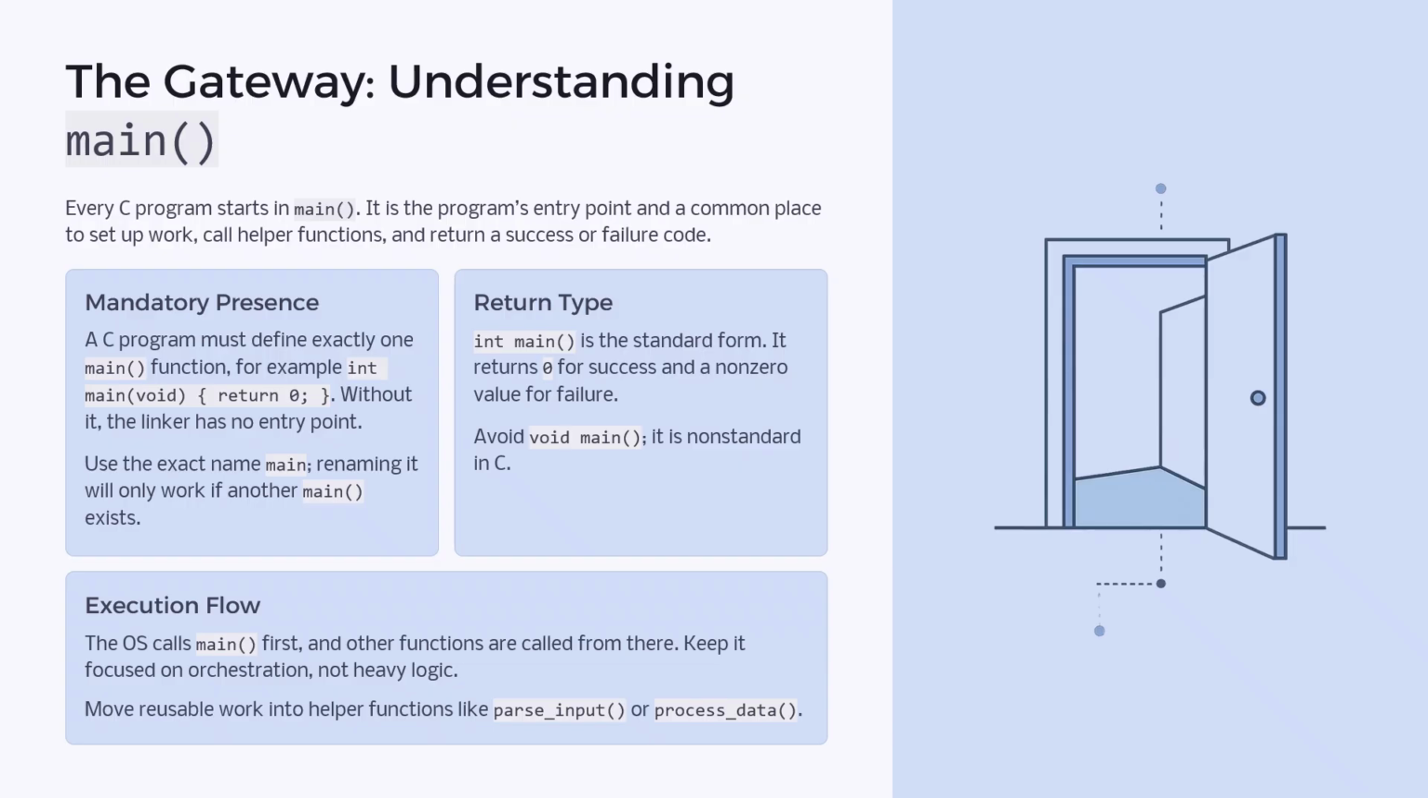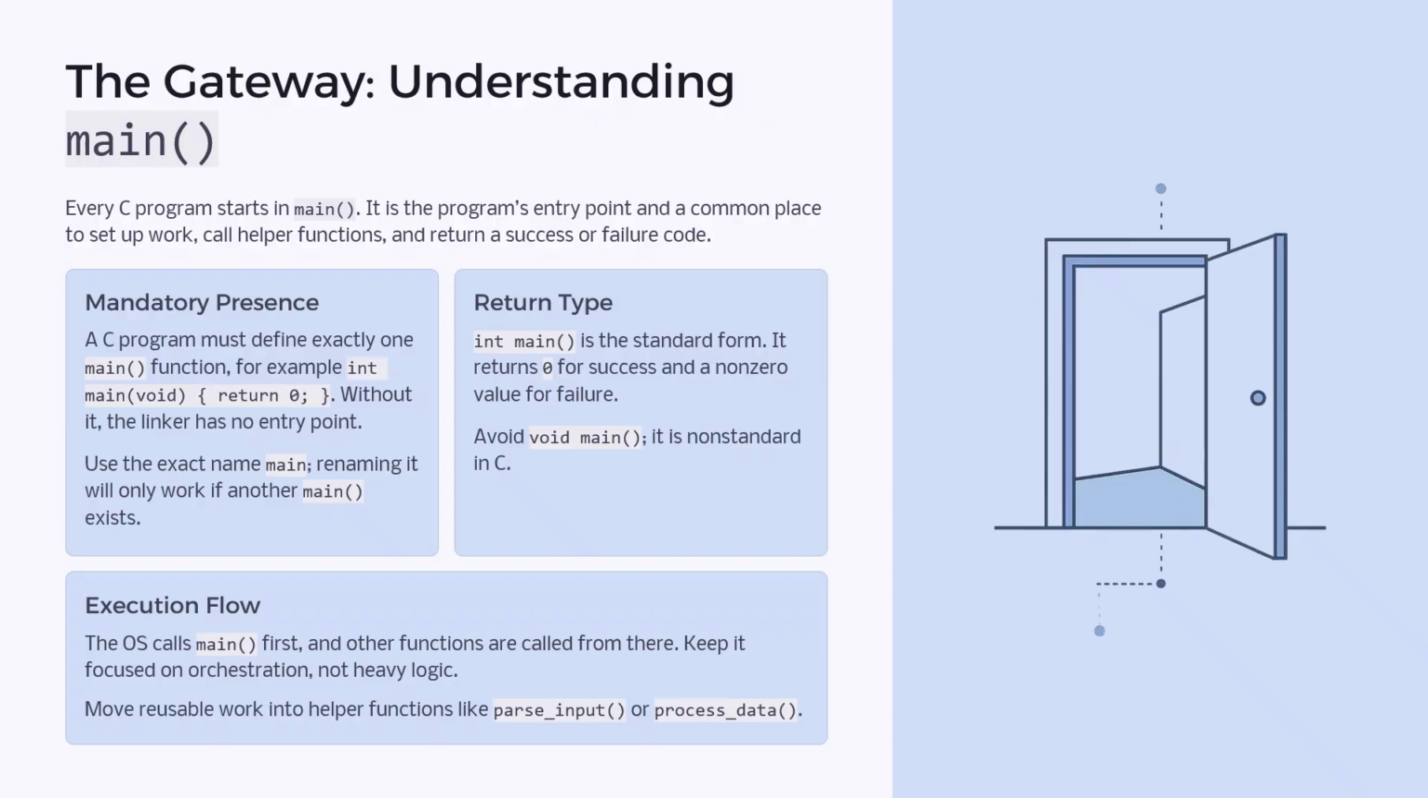The gateway, understanding the main. So now we'll understand what is the main function. Every C program starts in main. It's the program's entry point and a common place to set up work, call helper functions, and return a success or failure code. So the main function is a point where the execution starts, the functions are called, and it returns a value.